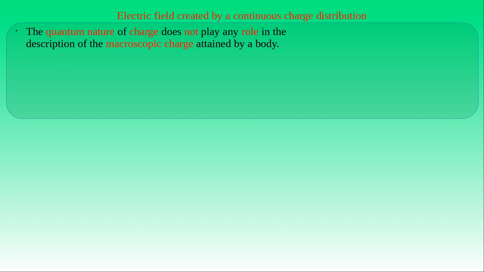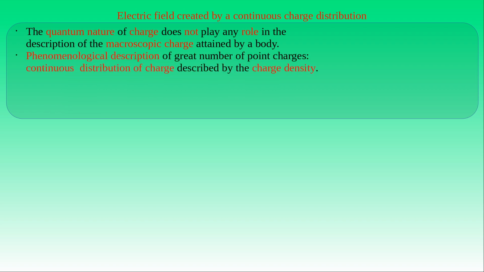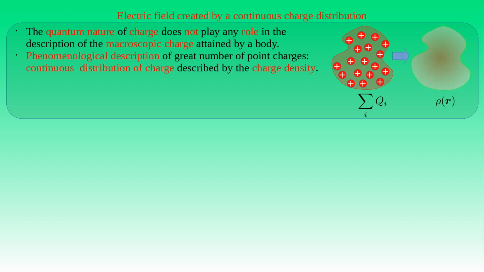When we discuss the quantum nature of charge, we also mention that it does not play any role in the description of macroscopic charge attained by a body. Therefore, in the classical theory of electromagnetism we can apply the phenomenological description of charge, where the distribution of macroscopic charge in space is regarded as a continuous charge distribution.